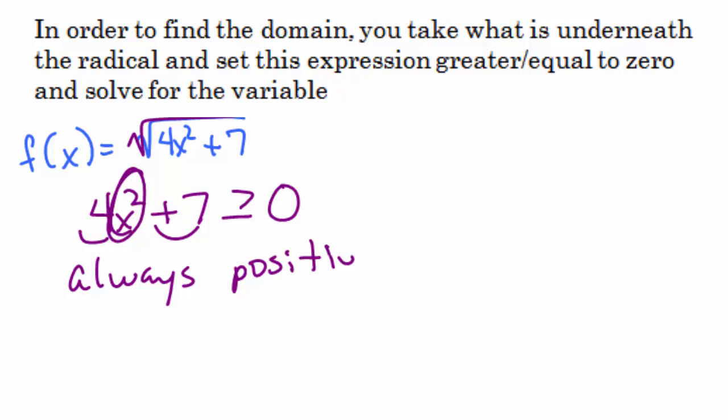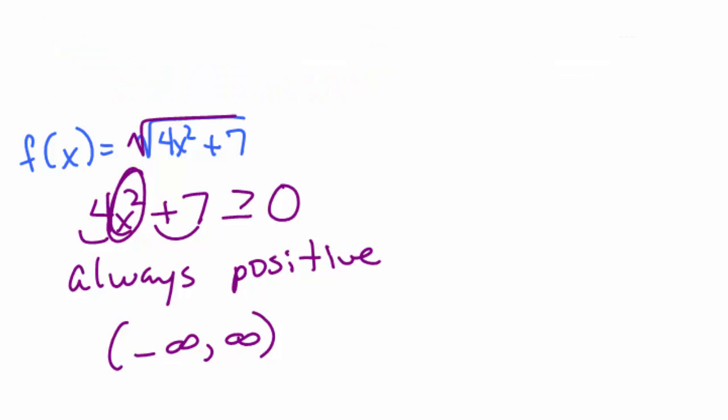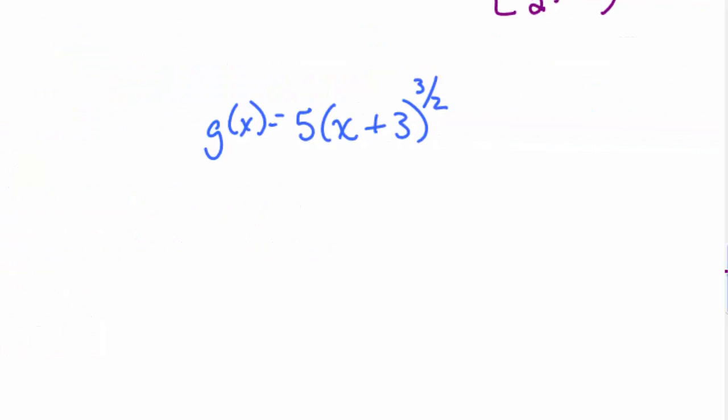And positive numbers are always greater than or equal to 0. So you don't really need to do any work. The domain is all real numbers. It doesn't matter what you stick in there for x. You're always going to get some number greater than 0. Okay, so this example is to remind you of what that means.